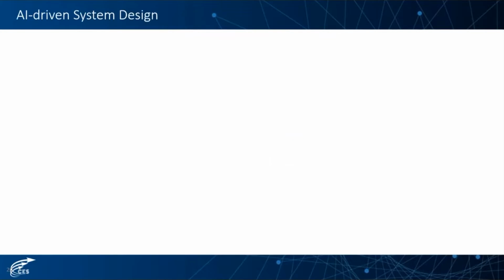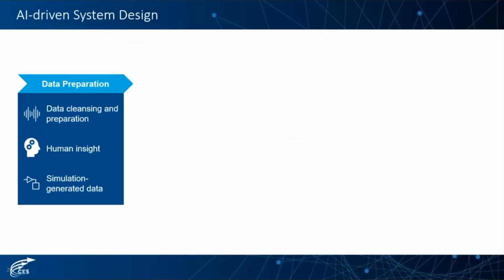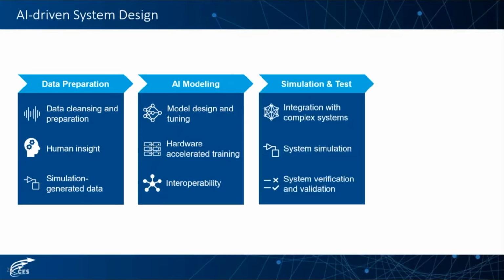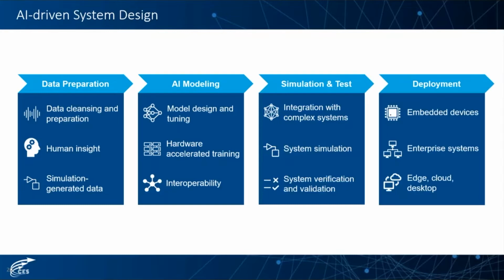Let's start by looking into the specifics of an AI workflow. The workflow can be broken down into four main stages. Data preparation, where the access, cleansing, and other preparation activities are done. AI modeling, where the development of machine learning and deep learning algorithms and their optimization happens. Simulation and testing, where the AI subsystem is integrated into more complex systems. And ultimately, deployment into the field, whether it is an embedded device or an enterprise system. In this section, I will focus mostly on the first three portions of this process, while the deployment section will be treated in a following part.